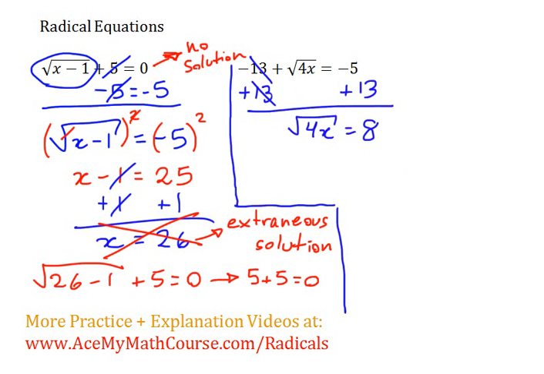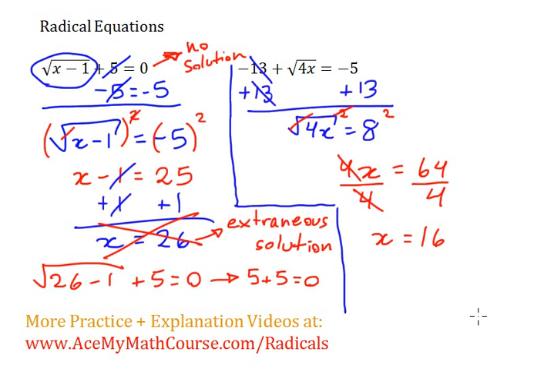Great. What can I do now? I can square both sides. Square root squared, they cancel out. So I end up with 4x equals 8 squared, 64. Then what shall we do? Well, you can just divide both sides by 4. 4 and 4 cancel out. So x is equal to 64 divided by 4, which is 16.